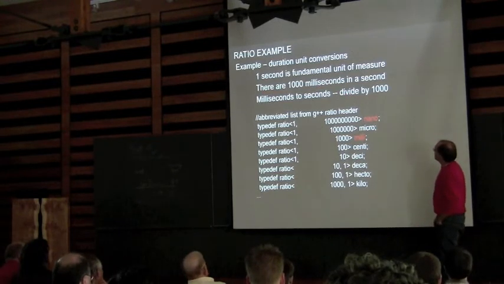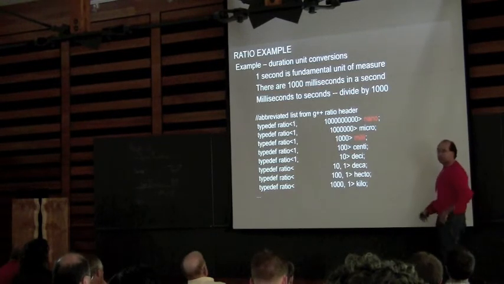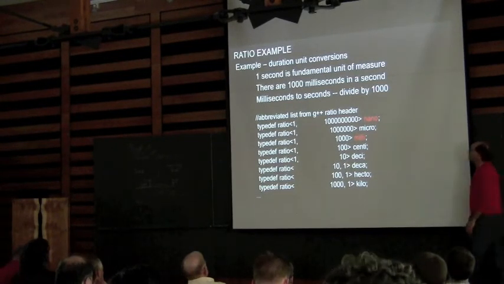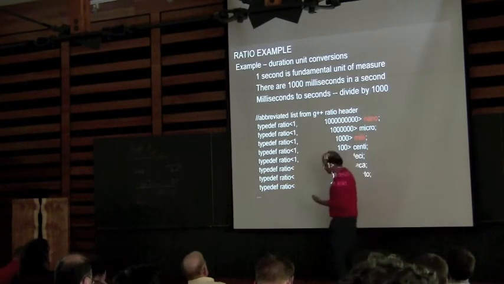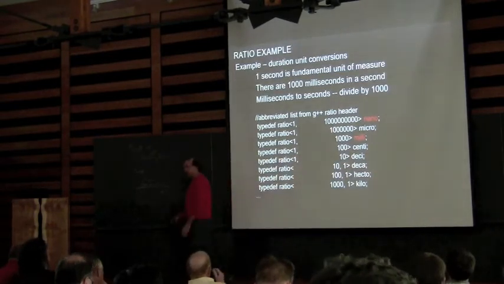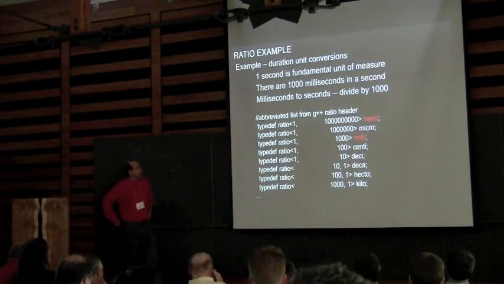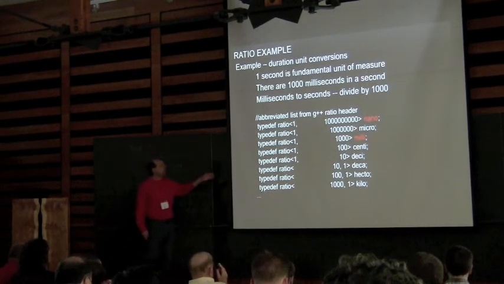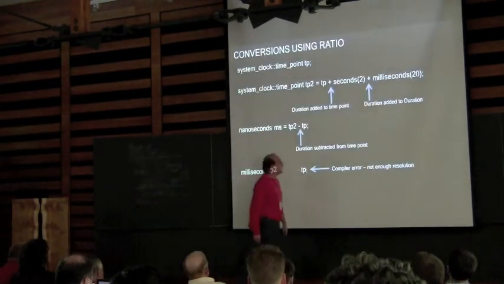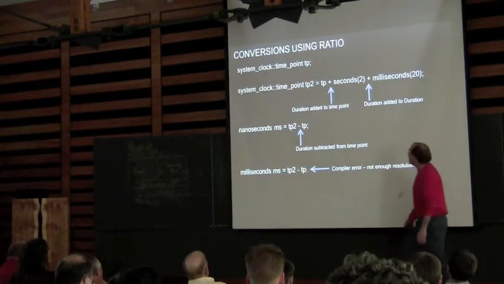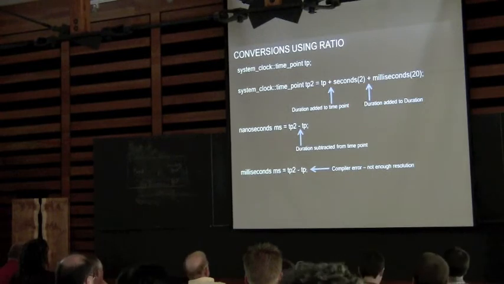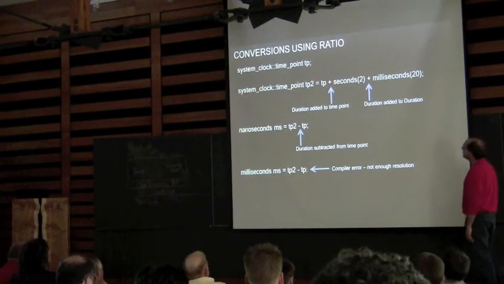And so if we do milliseconds, what do we have to do? We have to divide by 1,000 if we've got 1 second. We have to multiply by 1,000 to get milliseconds. If you're going the other way, you divide by 1,000. So this ratio encapsulates that at compile time. Okay, and it's able to handle that at compile time. So all this magic I showed you is driven by ratio, ultimately, under the hood.